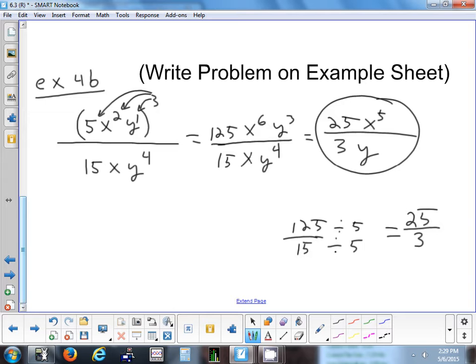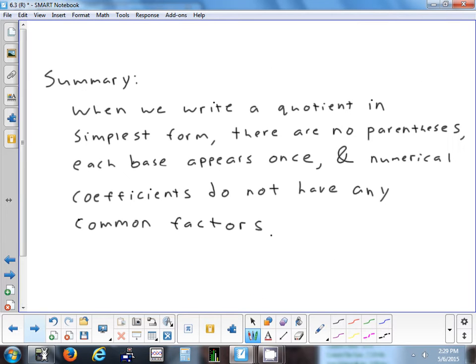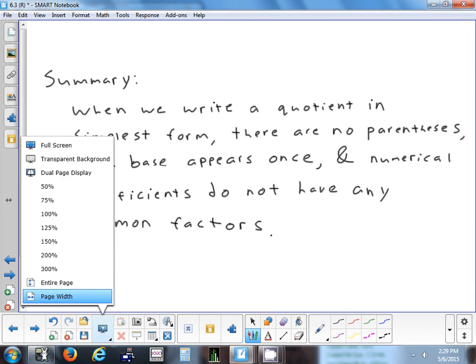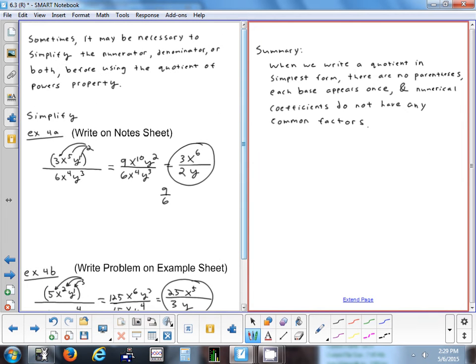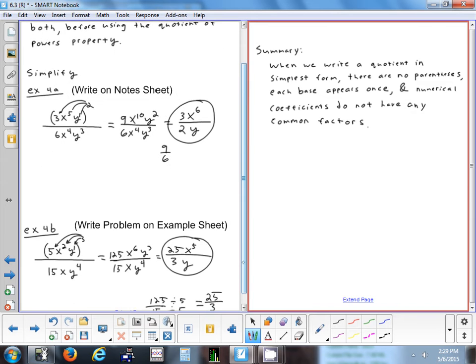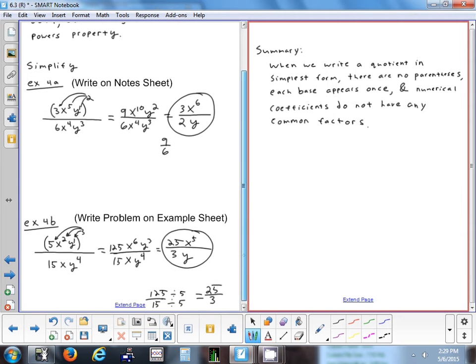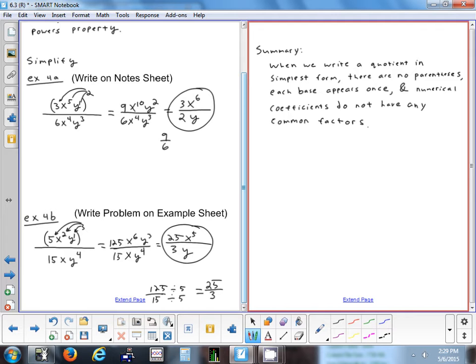All right, kind of a quick summary of what we did. When you write your final answer, I want you to look at the last one we just did. There should be no parentheses in it. Every problem we've done today, no parentheses in the final answer. Second thing, each letter should only appear one time.